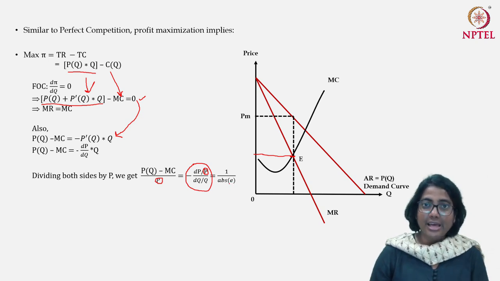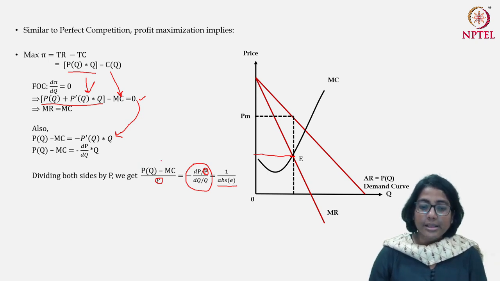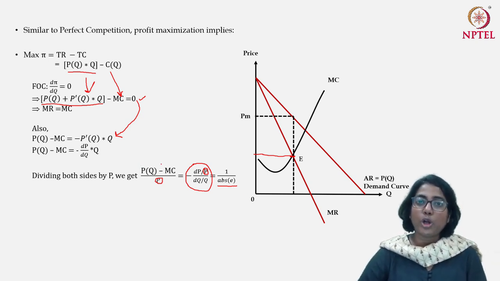Now see, the interesting thing is that if the absolute elasticity is low, if the price elasticity of demand is low, then this 1 by absolute E, the right hand side, is going to be high. If this is high, it means that the gap between price and marginal cost will be higher. So the lower the value of elasticity, the higher the gap between price and marginal cost. So with lower elasticity, the monopolist will be in a better position to charge a higher price from the consumer.